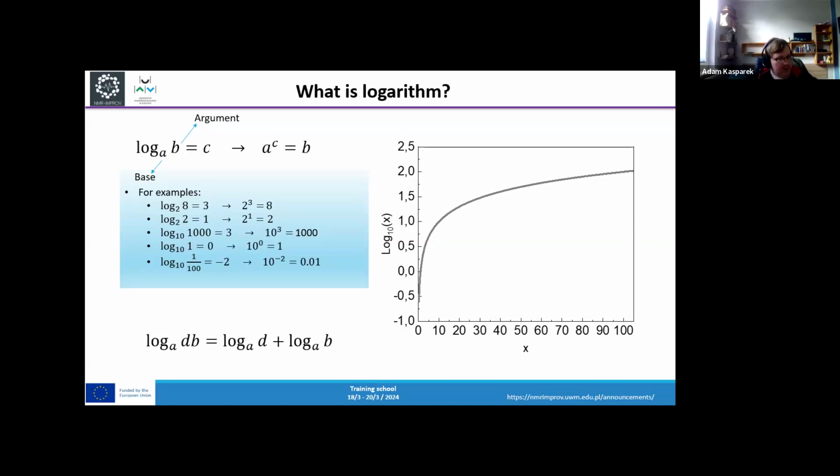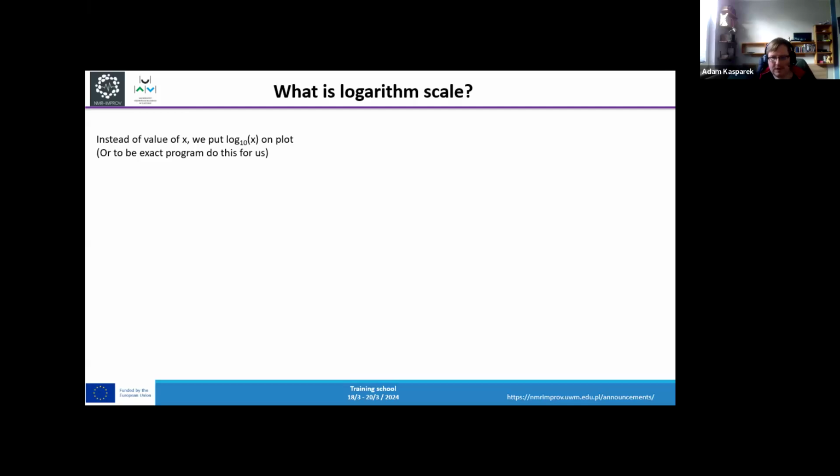Well, firstly and foremostly, because we very often use logarithm scale. To put it simply, when we make a plot and use logarithm scale, then instead of the value of x, we put the logarithm of base 10 of this value on the plot. Or to be more exact, the program does this for us, because nearly all programs have the ability to change between one type of scale and another.